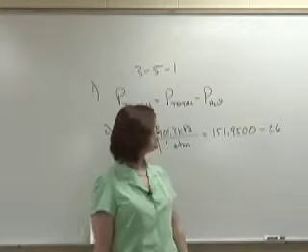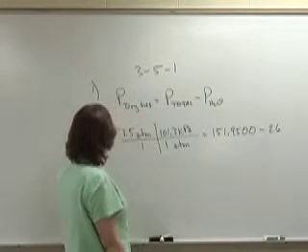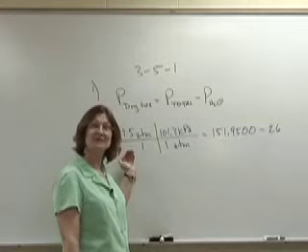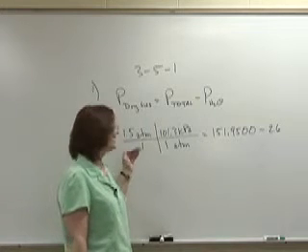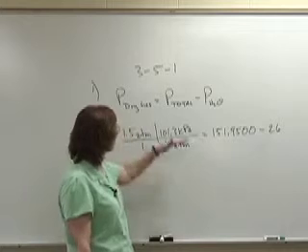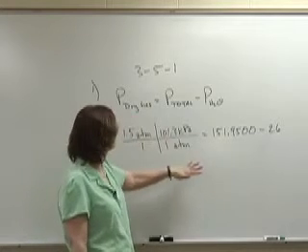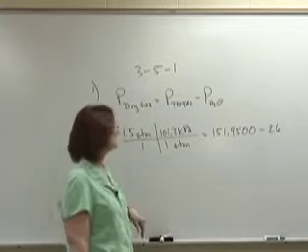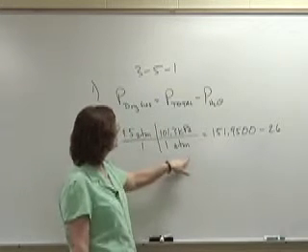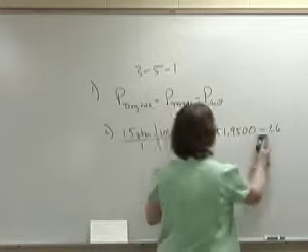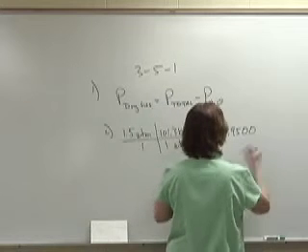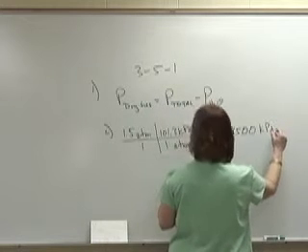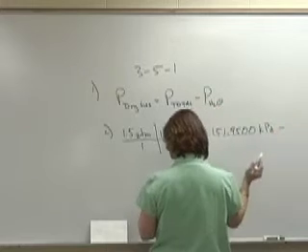Now, in 1C, we are changing atmospheres to kPa because our pressure of the water is in kPa. In 1 atmosphere, we have 101.3 kPa, and I change that value to kPa. I like to have my units. And then I have to subtract the pressure of the water.